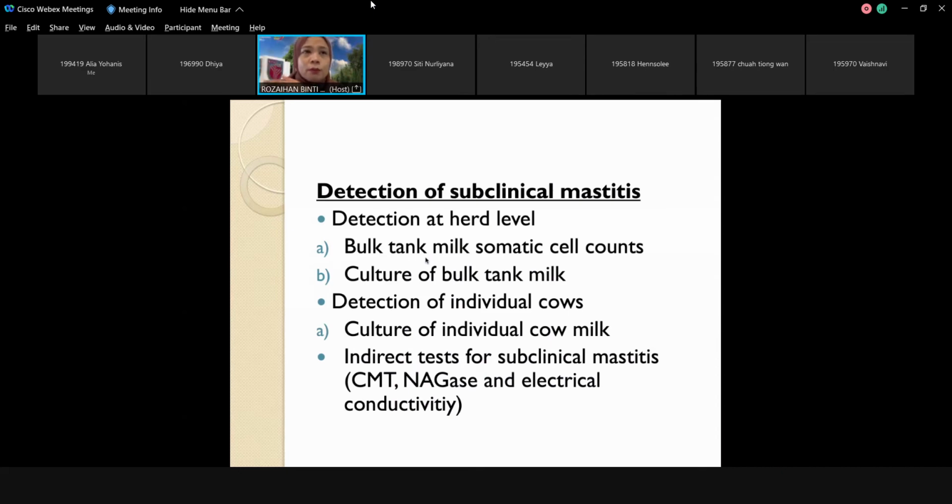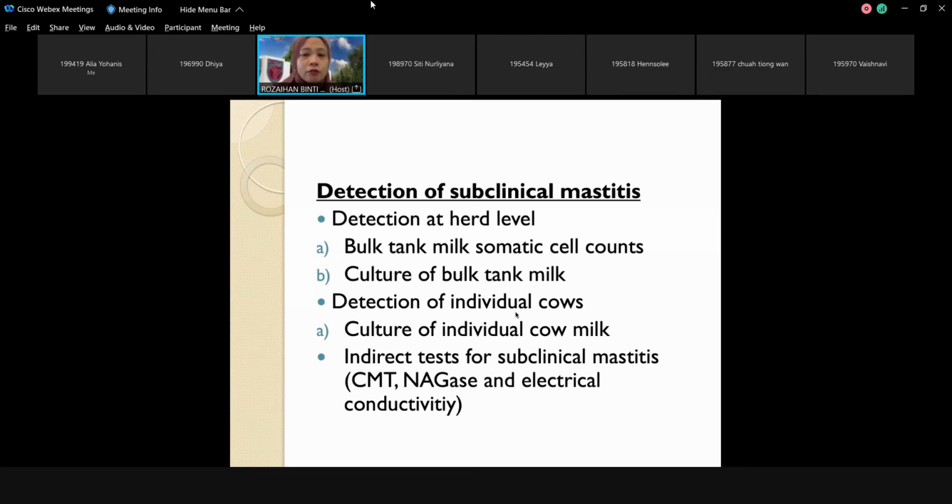So what would be more practical is that you can just take samples from the bulk tank. Then you can send for milk somatic cell counts, and also to do culture. This is the easiest way if you observe many animals are affected at one time. But if you're dealing with smallholder farmers, only one or two animals affected, of course you can just take the samples directly from the cows.